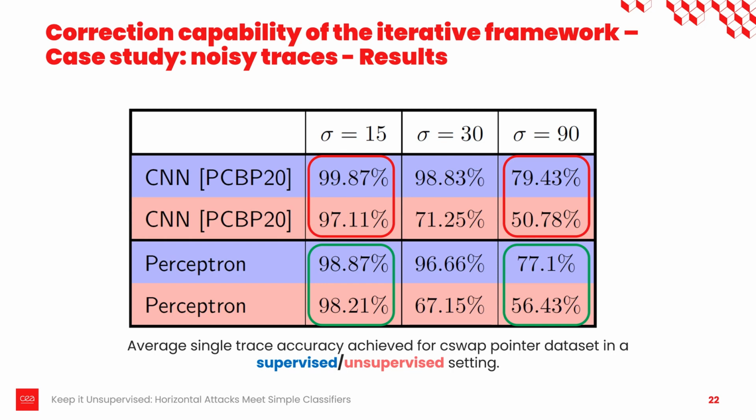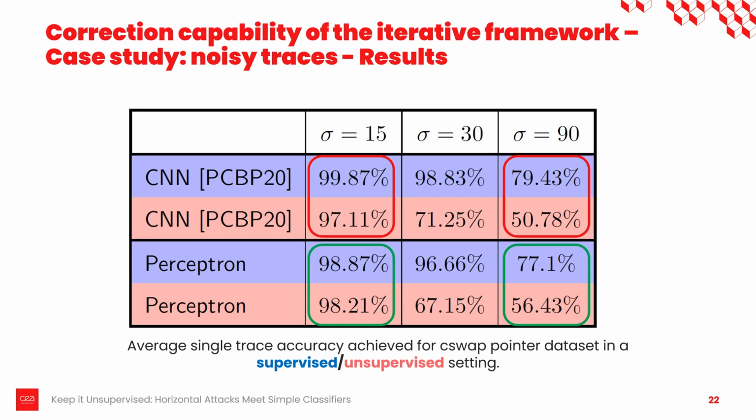So in conclusion, the higher the noise level, the harder it becomes for the framework to correct wrong bits, regardless of the neural network model considered. This is a limitation of the iterative approach, which does not correctly deal with entangled clusters.